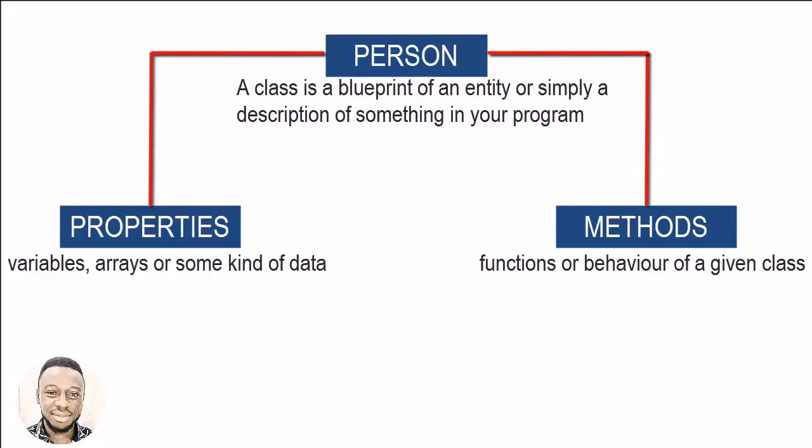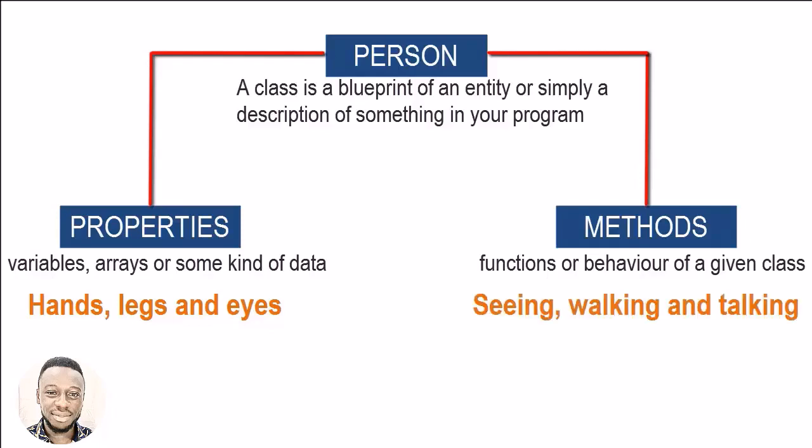So, considering our person class example, the properties are like the hands, legs, and eyes of the person class. Then, the methods are like seeing, walking, and talking, which are actions of the person class.